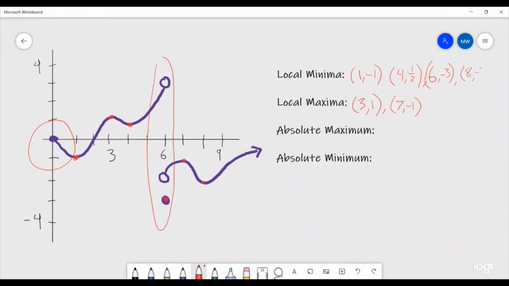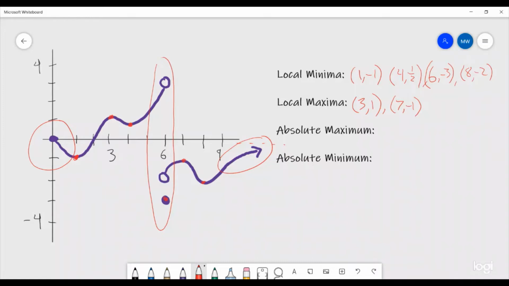8 and negative 2, so there's another local minimum. And then we don't have anything else because this region right here, that's going up and up, but it looks like it's going to be horizontally tangent to the line y equals 0. So that means we're not going to end up with any more local minimums or local maximums there.